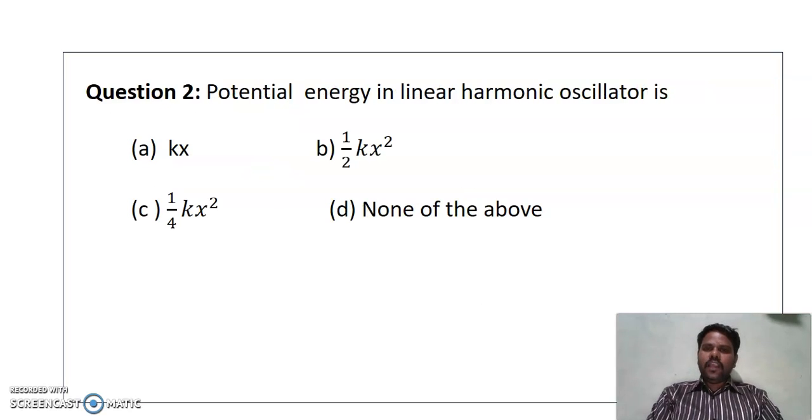Question 2. The potential energy in a linear harmonic oscillator is option A kx, B half kx square, C 1 by 4 x square, D none of the above. So in the above equation, we have obtained the potential energy of a linear harmonic oscillator to be half kx square. So the option is B.